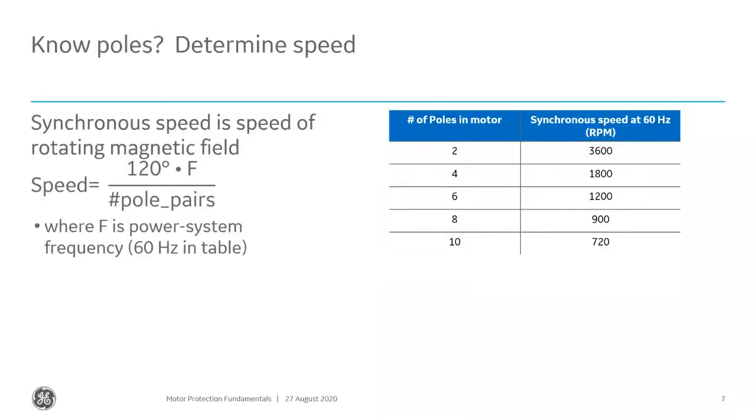The stator field of a two-pole motor rotates at 3,600 RPM. It's the synchronous speed of the motor. As you increase the number of poles in a motor, the synchronous speed decreases. You can see the table there. So you can calculate that synchronous speed based on the number of poles, or you can work that backwards and figure out the number of poles based on the rated synchronous speed.